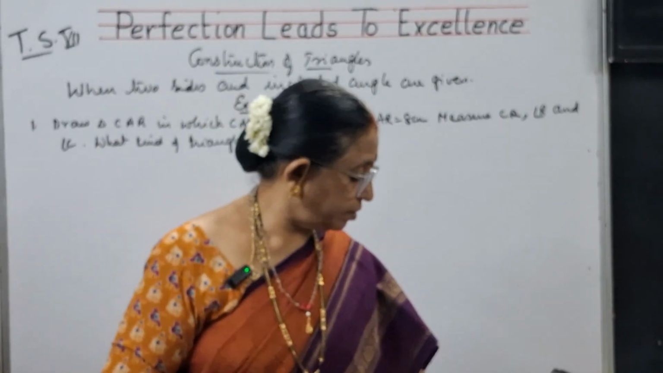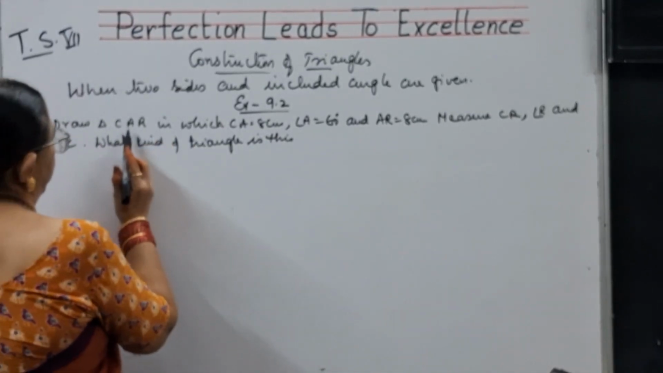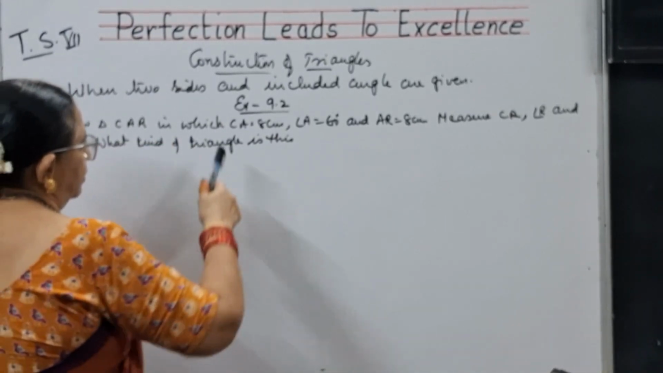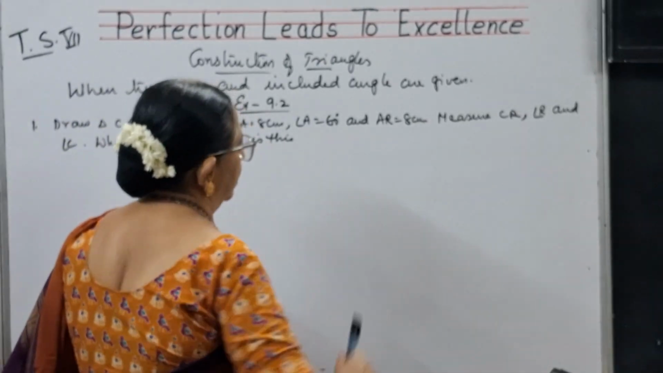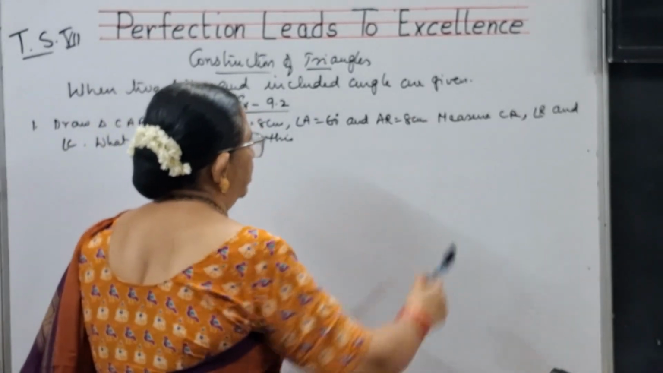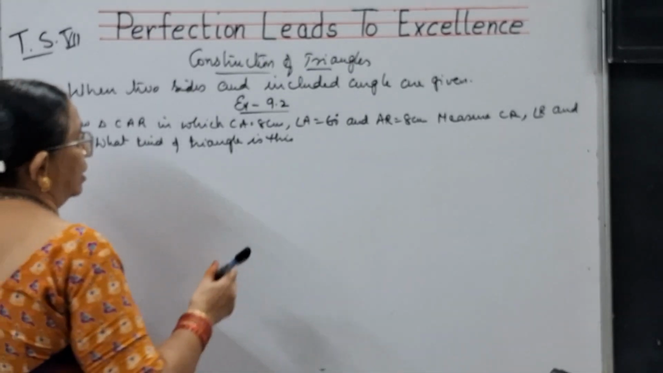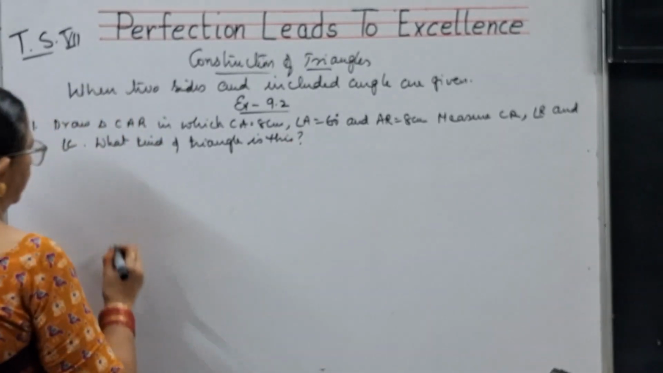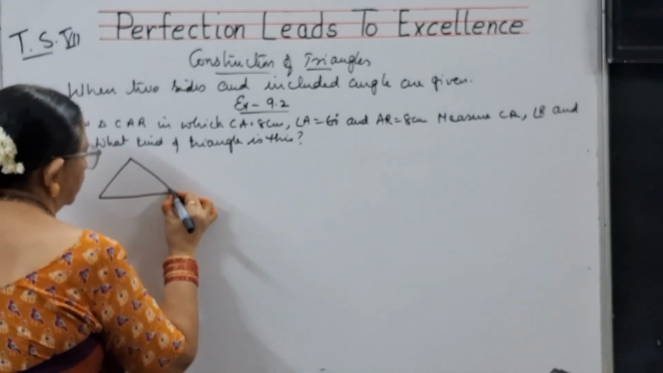Now exercise 9.2, first one. Draw triangle CAR, in which CA is 8 centimeters, angle A 60 degrees, AR 8 centimeters. Measure CR, angle R and angle C. What kind of triangle is this? This is the question.